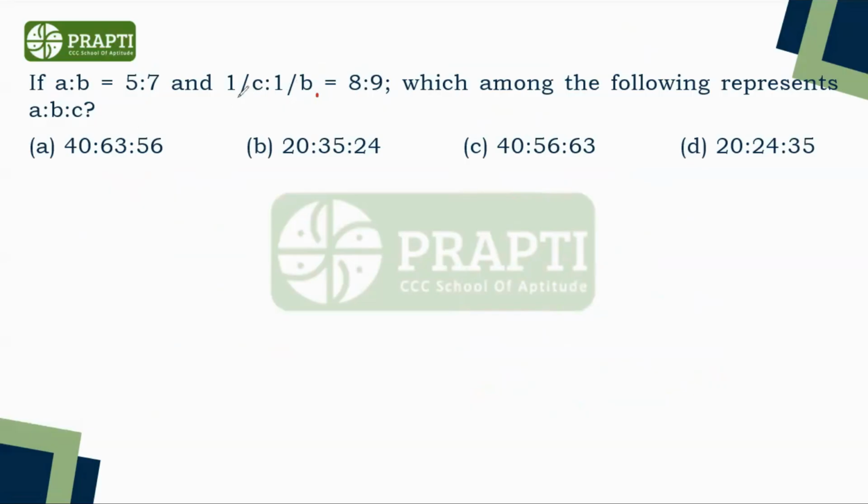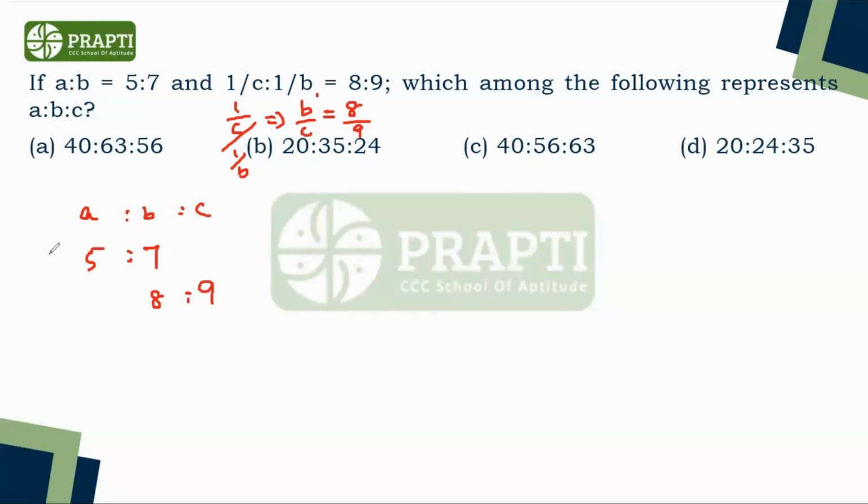So you just see here, 1 by C is to 1 by B. This is a reciprocal, so it will become B is to C. I mean B by C, which is nothing but 8 by 9. Got it? Okay. So now A is to B is to C: 5 is to 7, and here 8 is to 9.